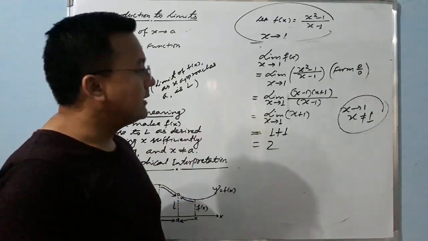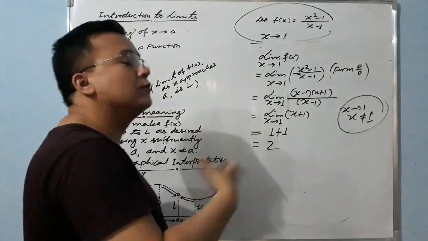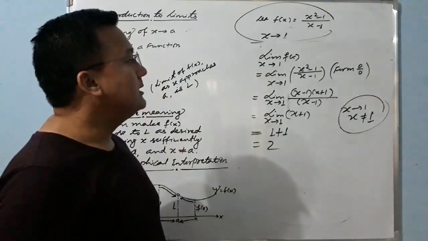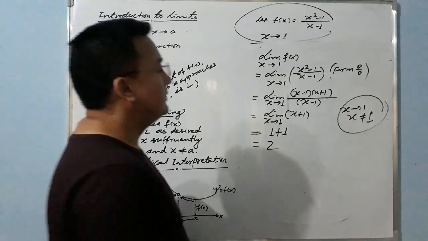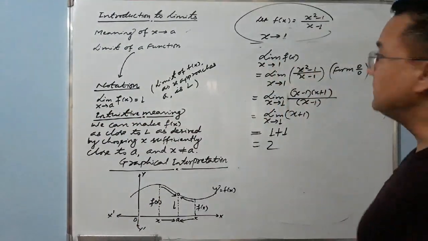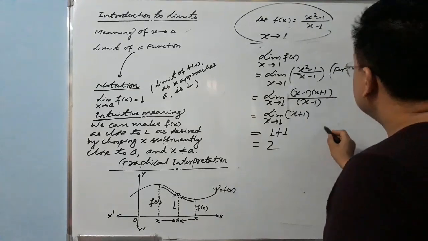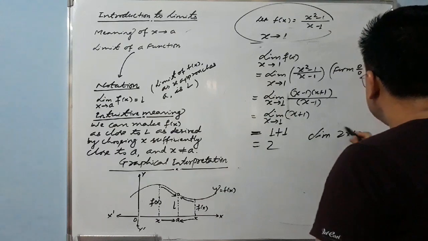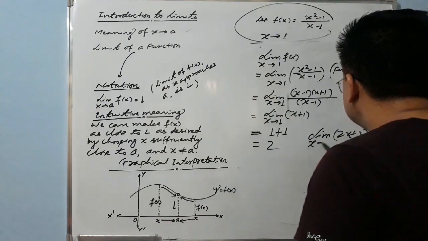This is the actual method we use while finding the limit of a function. I have taken here the limit of an algebraic function. All right, I think now you understood. Let me take another example. Let's suppose the limit of 2x + 3 as x tends to 2.